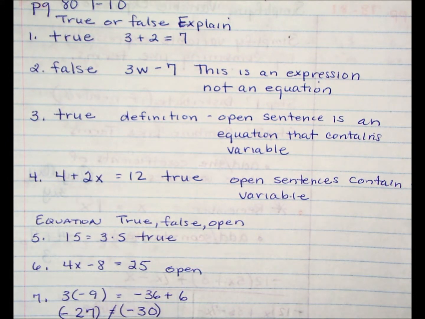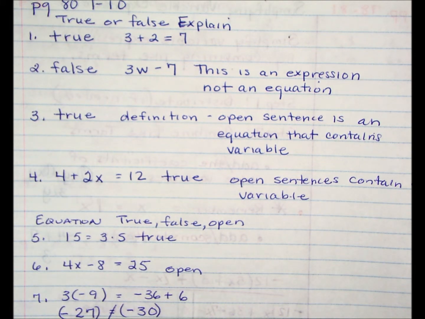All right, let's look at page 80. In the first one, it says for you to determine if the statement is true or false, and then explain why. The first statement says an equation can be false. That's true. If we write the equation 3 plus 2 equals 7, that is false. So an equation can be false.